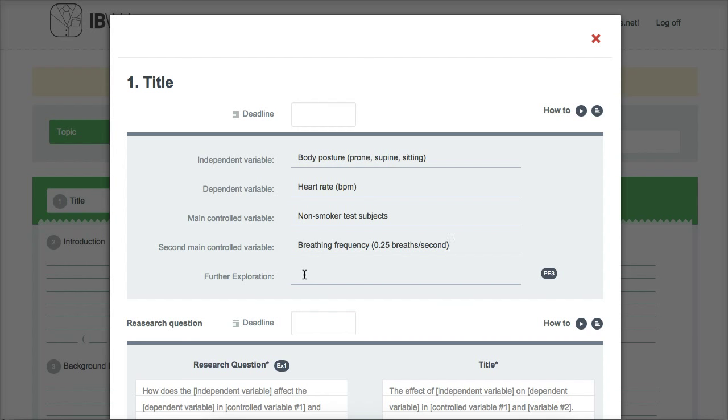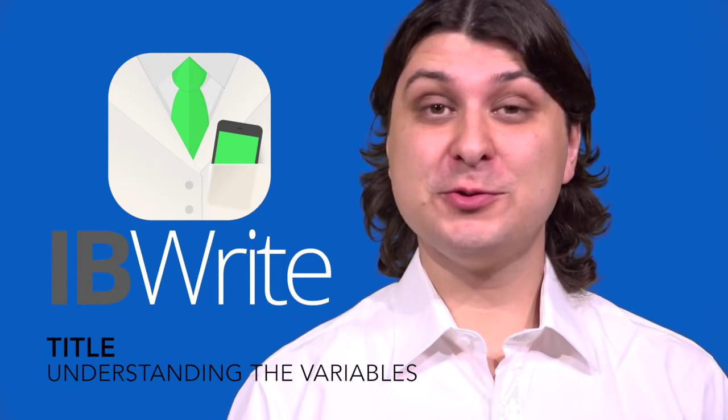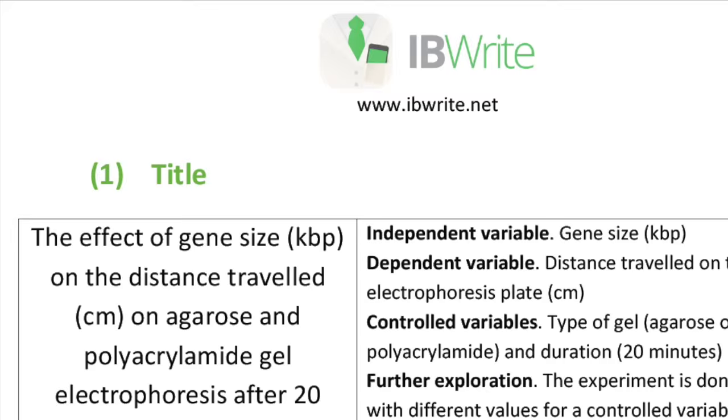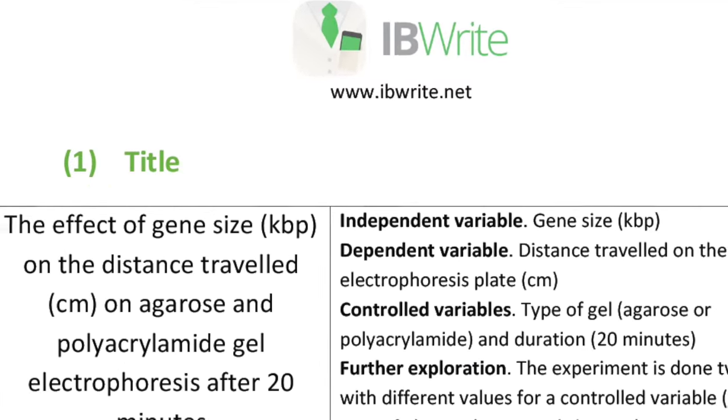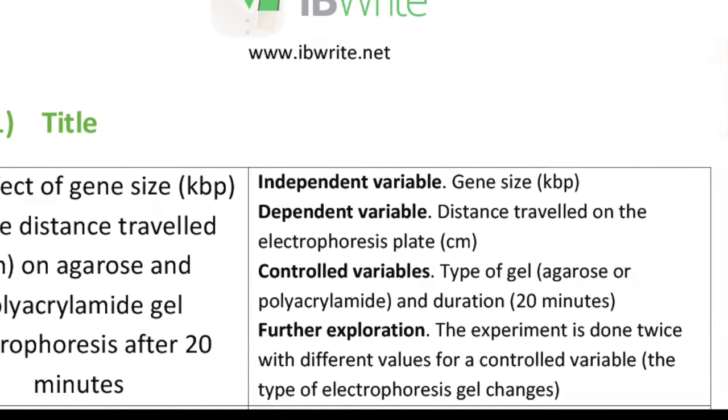The further exploration in this paper is the inclusion of more than one dependent variable in the design, so I'm going to include the remaining variables here, heart rate variability and beat-to-beat blood pressure, as additional dependent variables. IBWrite's tutorials for Stage 1 can help students combine the elements they have just identified into a title that can be used for the report, data tables, and graphs, as well as writing the research question.